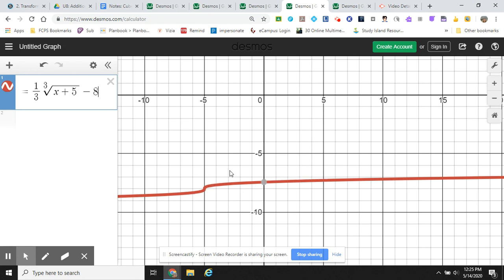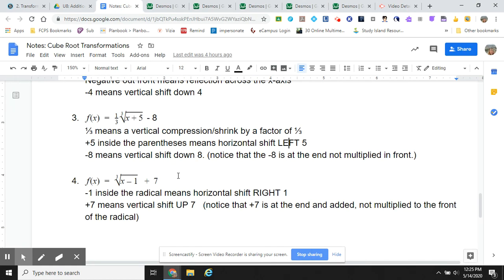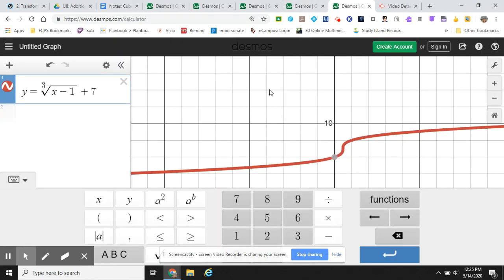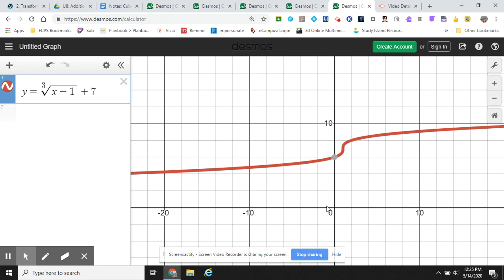So we pushed way down on it, and we moved my 0, 0 point to right here. But you won't let me click on it. Anyway, so yeah, we moved it left 5 and down 8. And then -1 and +7 there for the very last one. That moves our 0, 0 point to here at 1 to the right and up 7.